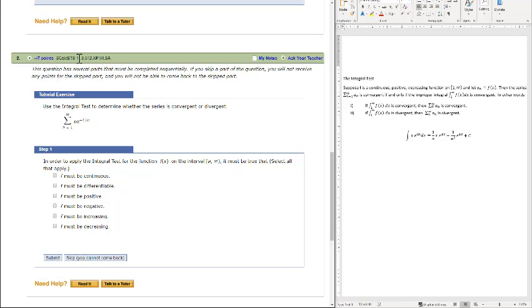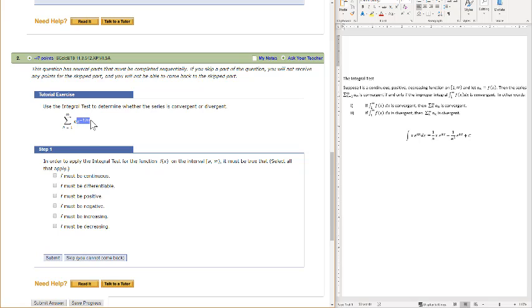Let's take a look at homework from your lab assignment, section 11.3. This is problem number 2. They want us to use the integral test to determine whether the series is convergent or divergent. The series starts with n going from 1 to infinity, and this is n times e to the negative 12n.